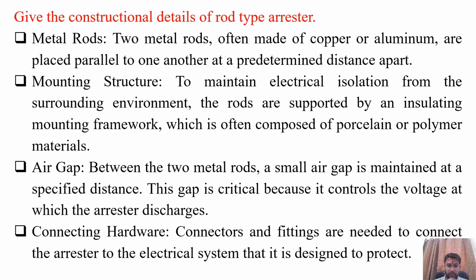Air gap: between the two metal rods, a small air gap is maintained at a specified distance, that is, the distance P should be greater than 1/3 of the total length of the insulator string. This gap is critical because it controls the voltage at which the arrester discharges to the ground. Connecting hardware: connectors and fittings are needed to connect the arrester to the electrical systems that it is designed to protect. So these are some constructional details of rod type arrester.